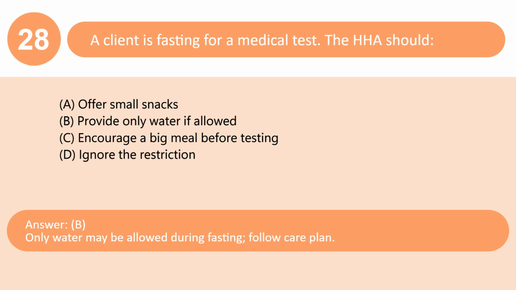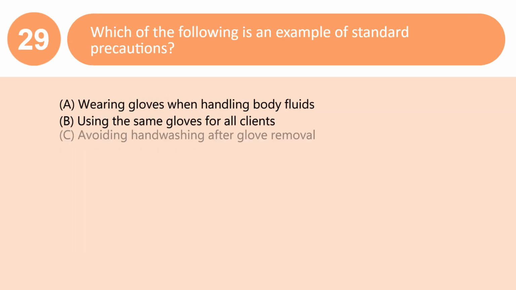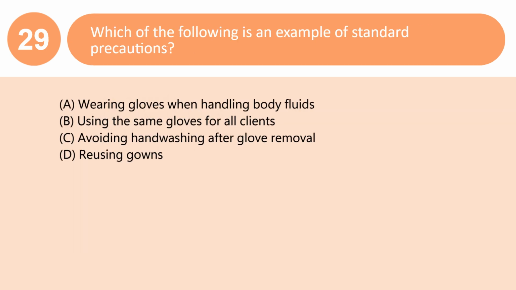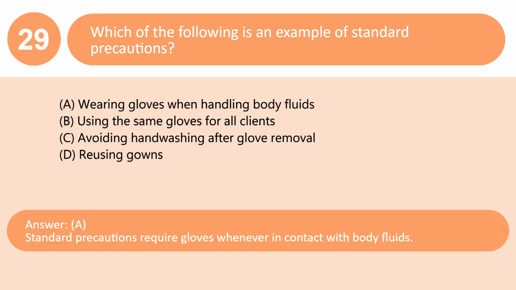Follow care plan. Which of the following is an example of standard precautions? A. Wearing gloves when handling body fluids. B. Using the same gloves for all clients. C. Avoiding hand washing after glove removal. D. Reusing gowns. Answer: A. Standard precautions require gloves whenever in contact with body fluids.